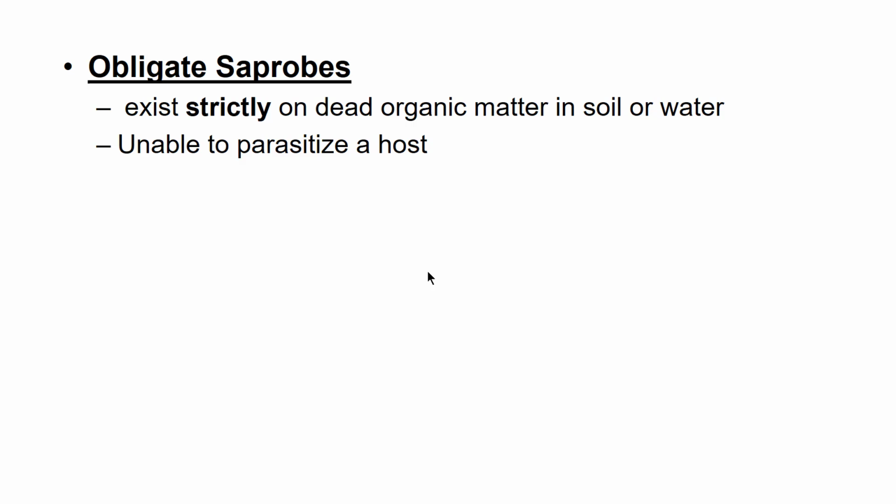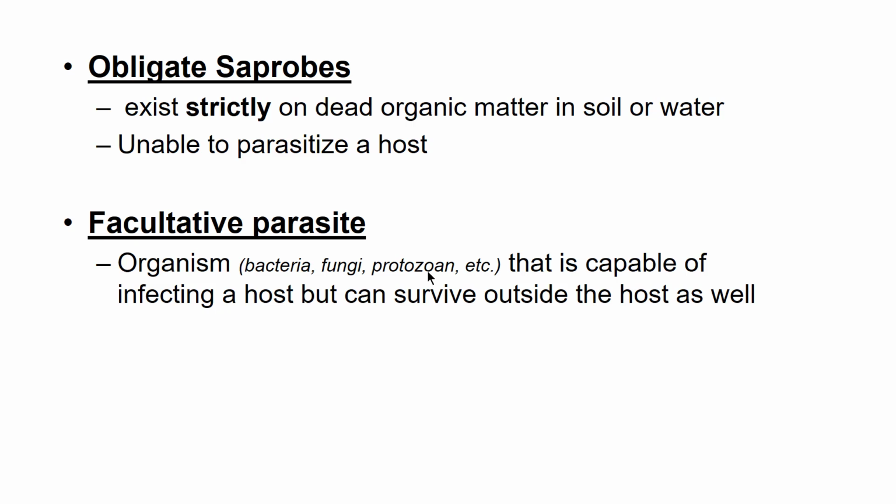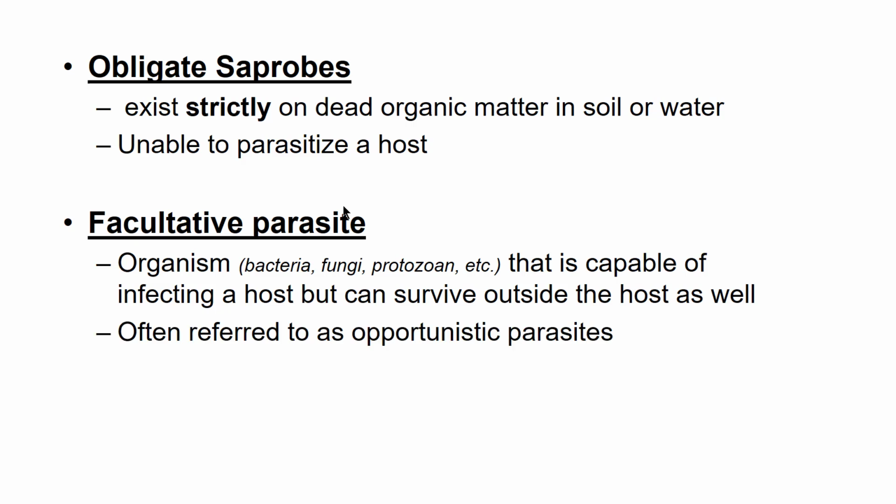Now, there are obligate saprobes. They only exist on dead decaying matter. And then there are facultative parasites, which are essentially organisms that can live in the environment or become a parasite and cause infection in a living organism. Okay? These are sometimes referred to as opportunistic parasites. As we'll see here in a minute, then we can also see what are called obligate parasites.